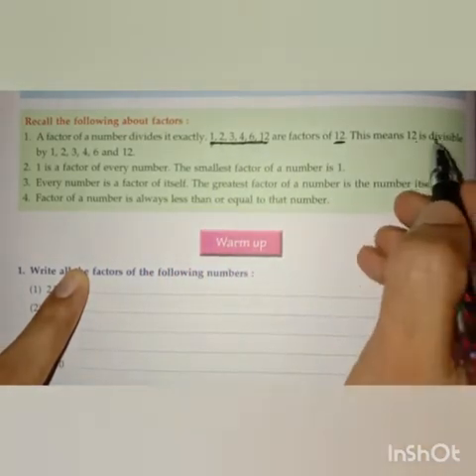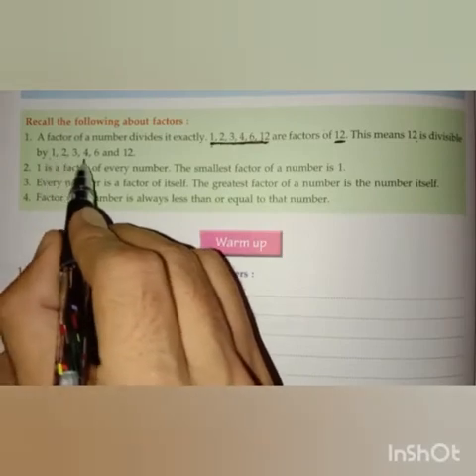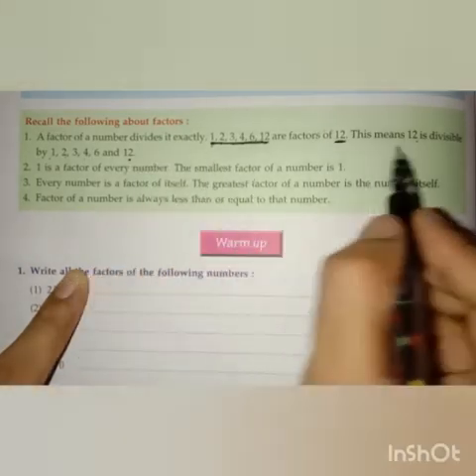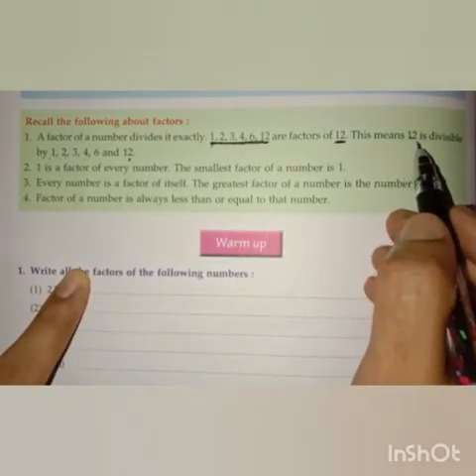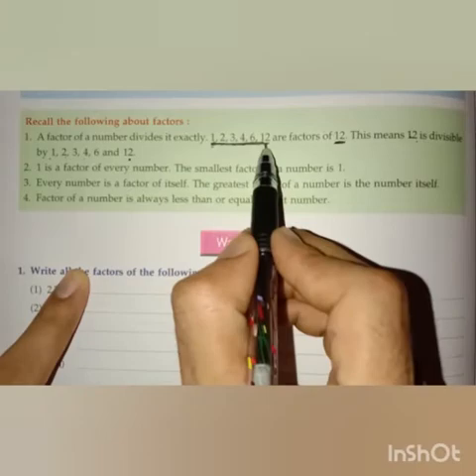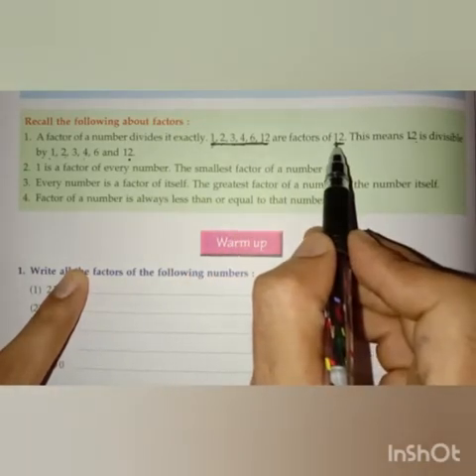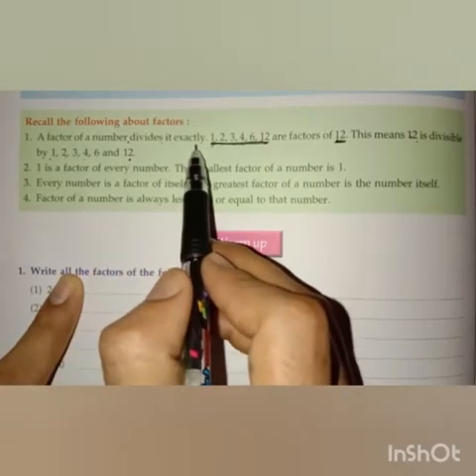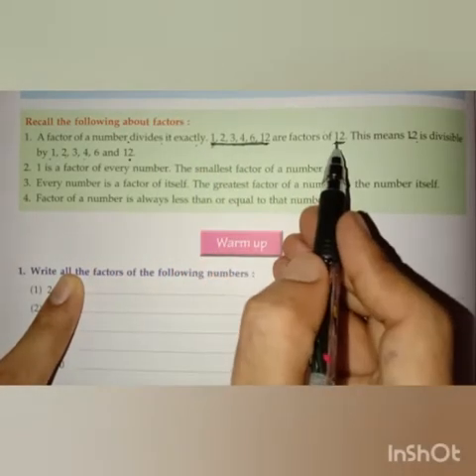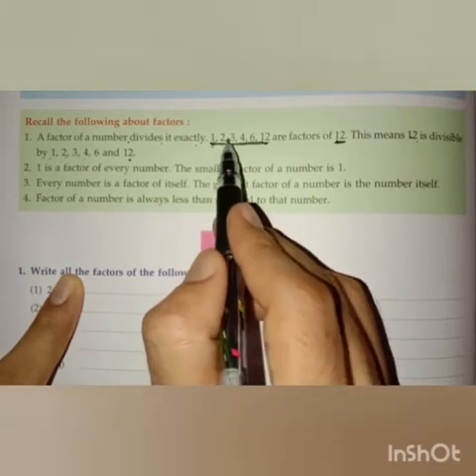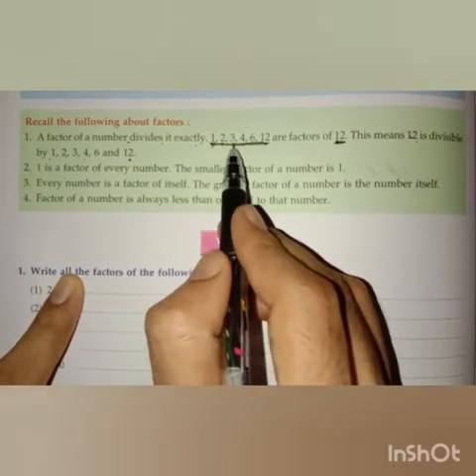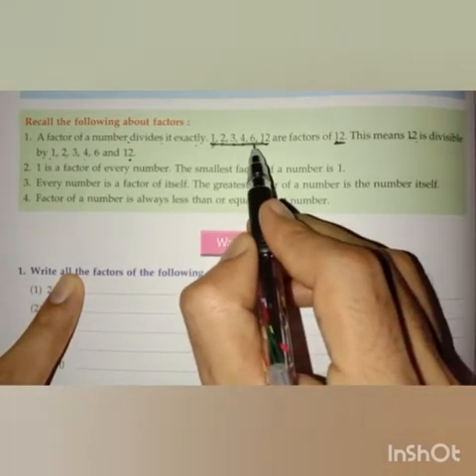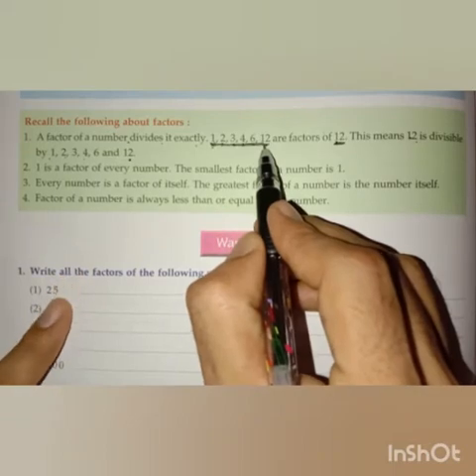So this means 12 is divisible by 1, 2, 3, 4, 6 and 12. Except these numbers, 12 is not divisible by any other number. So these are the factors of 12. Got it? So a factor is a number that divides exactly. 12 is divisible by 1, and from 2 also it is divisible, from 3 also, from 4 also, from 6 also, and from 12 also it is divisible.